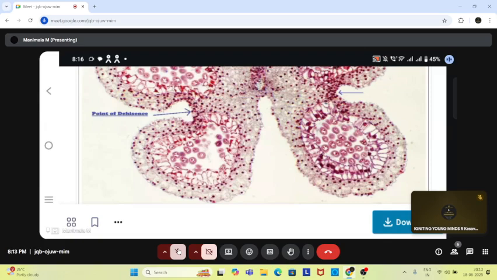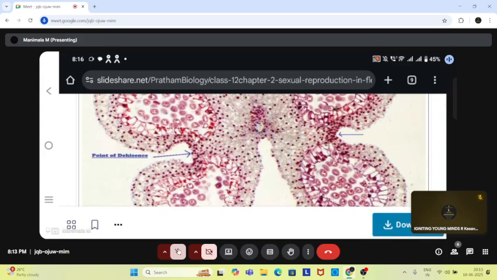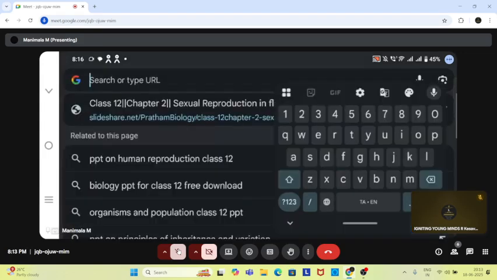So generally, if you take angiosperms, this is the diagram, children. If you take angiosperms, one second.